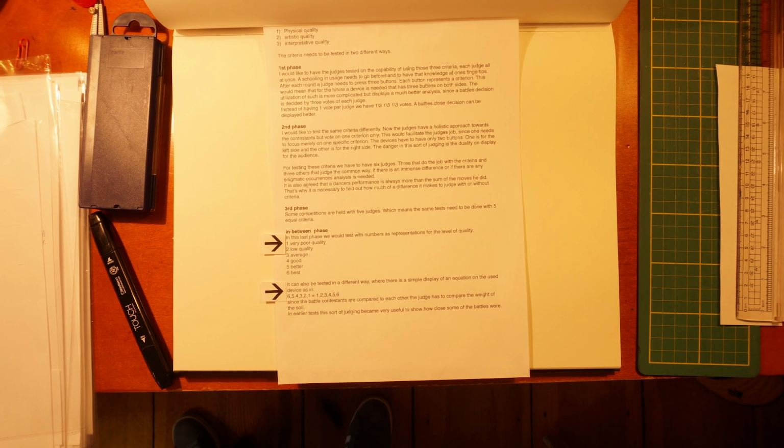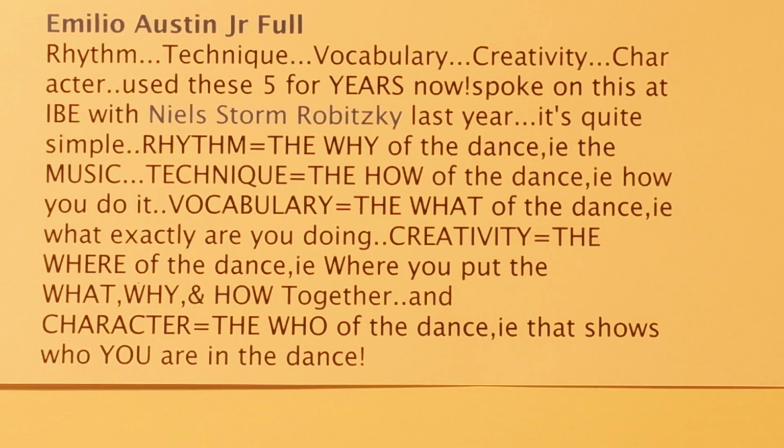In a Facebook post a few months after, he wrote, "Rhythm, technique, vocabulary, creativity, character. Used these 5 for years now. Spoke on this at IBE with Neil Storm-Robitsky last year. It's quite simple. Rhythm, the why of the dance. That means the music. Technique, the how of the dance. That means how you do it. Vocabulary, the what of the dance.